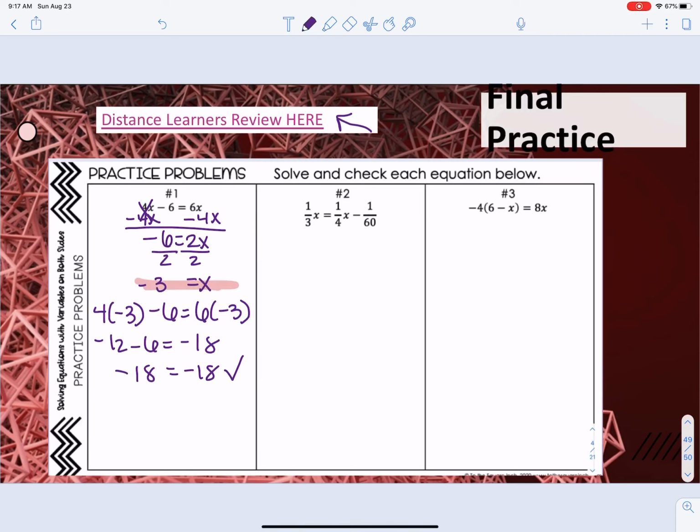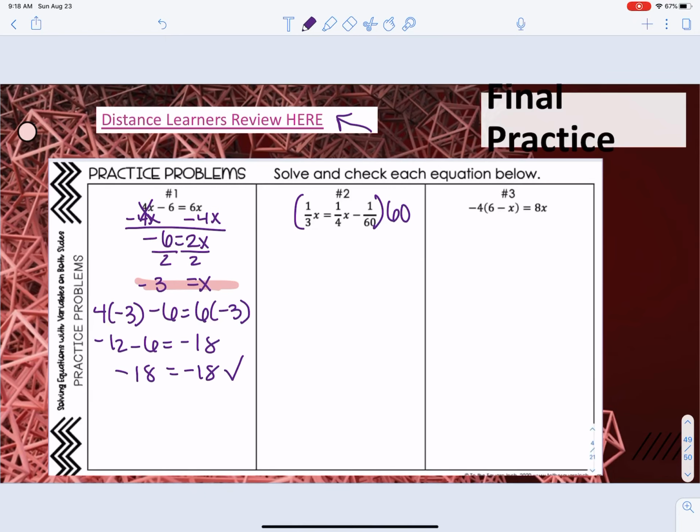Number two, a third of x is equal to a fourth of x minus 1/60. So this one's so fun. I want to just get rid of all these fractions because I don't normally do that, but I will today. So I'm just going to multiply every single term by 60, which is my LCM, my lowest common multiple of 3, 4, and 60, because I just want to get rid of my fractions. So I'll multiply 60 to every single term.